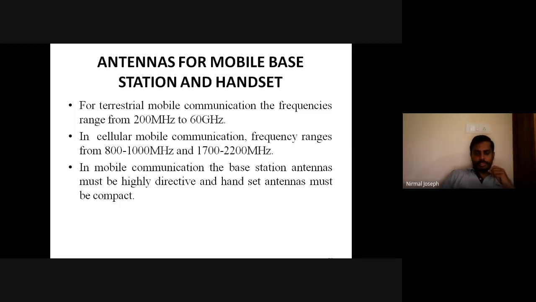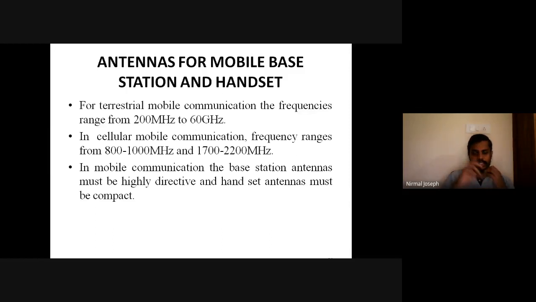In the sixth module we have discussed how the cells, reusage of cells and all, how cellular mobile communication is working. We already discussed that, so there is no need to discuss it again, but still we will have a look. In mobile communication, the base station antennas must be highly directive and handset antennas must be compact. That is the basic thing. The base station antennas must be highly directive, which means it has to concentrate on the cell which is provided for it.